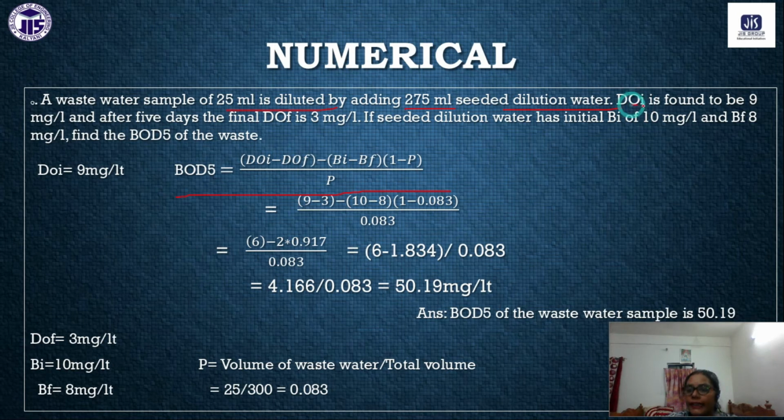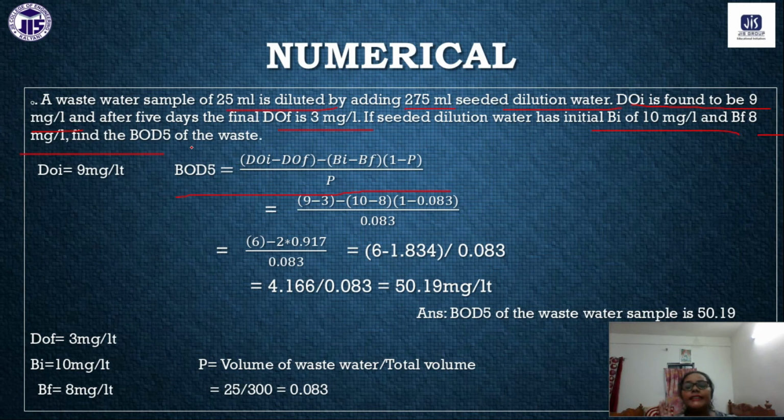Now DOI is given, that is 9 milligram per liter, and after 5 days DOF is also given, that is 3 milligram per liter. The seeded dilution water has initial BI also given, that is 10 milligram per liter, and BF, that is the final value of the water, that is bottle 2, is 8 milligram per liter. Now you have to find out the BOD5.